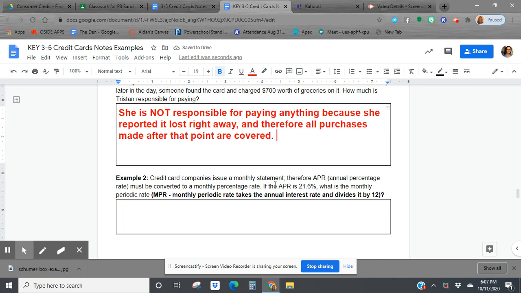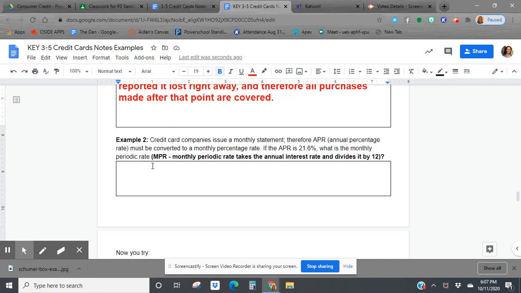Credit card companies issue a monthly statement. An APR must be converted into a monthly percentage rate for that statement. So if an APR is 21.6%, what is the monthly periodic rate? We're going to take that 21.6 and just divide it by 12. And that's how we get the MPR. So taking the APR and dividing it by 12 gets us the MPR.